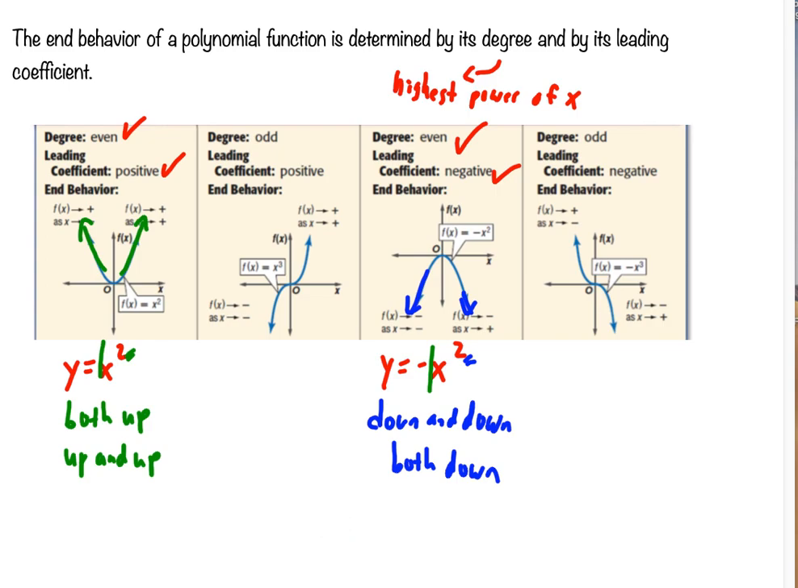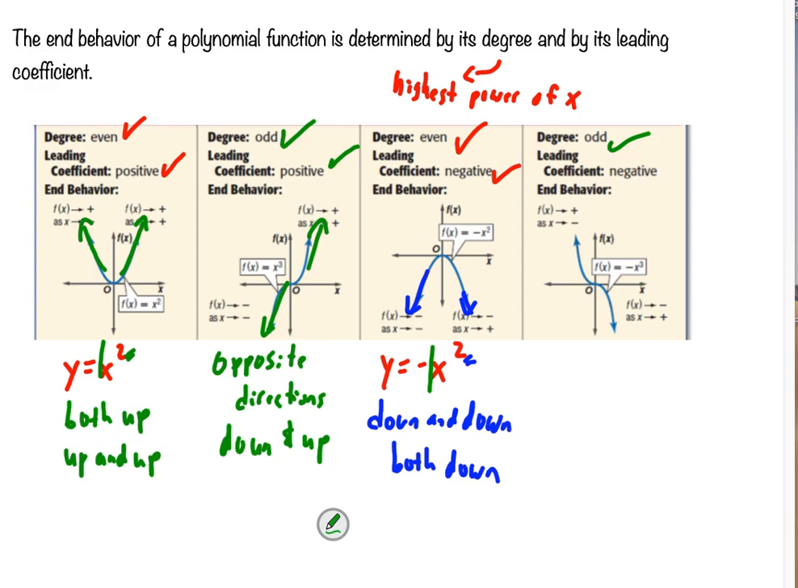So let's look at the two odd ones now, the two odd degrees. For the second one there, the leading coefficient is positive. What's happening at the ends of that one? Well, it's going down as x approaches negative infinity. What happens as x gets really large or approaches positive infinity? Well, your y value is just positive. It's going up. So they're in opposite directions. And I like to say that's down and up for end behavior.